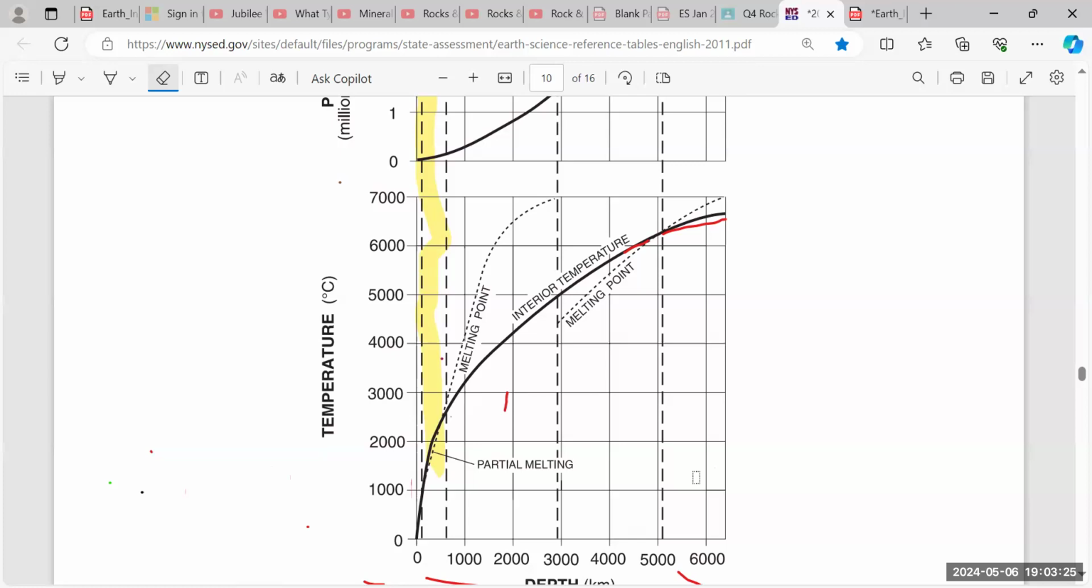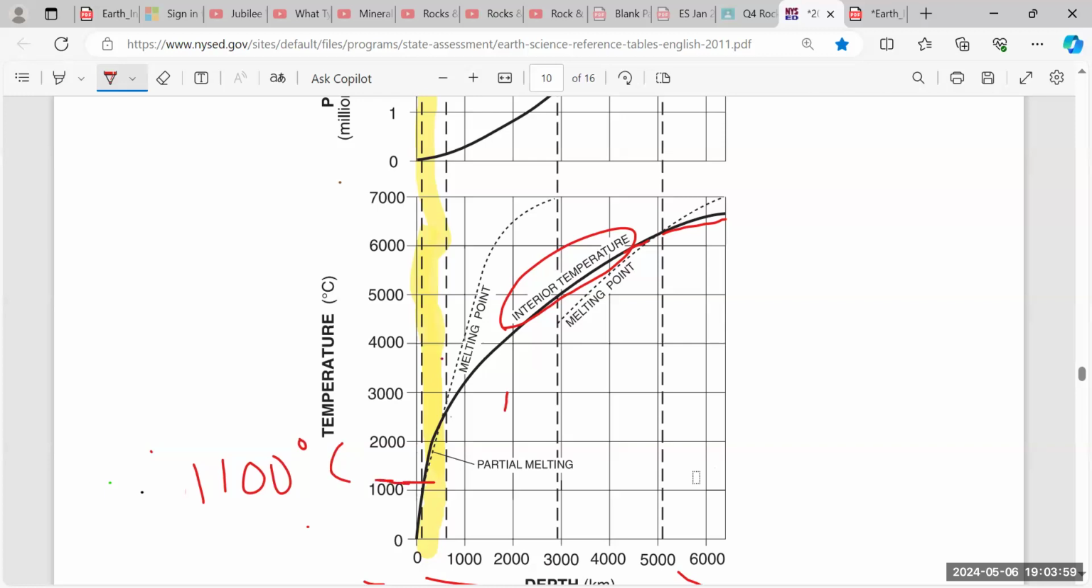So when I'm looking at the plastic mantle, that's what's highlighted in yellow. This column right here is the plastic mantle. And I'm looking at the interior temperature. The minimum temperature that I see right here looks definitely to be a little over 1,000. So let me give an estimate, and let's say like 1,100 degrees Celsius. That's what it looks like at that point.